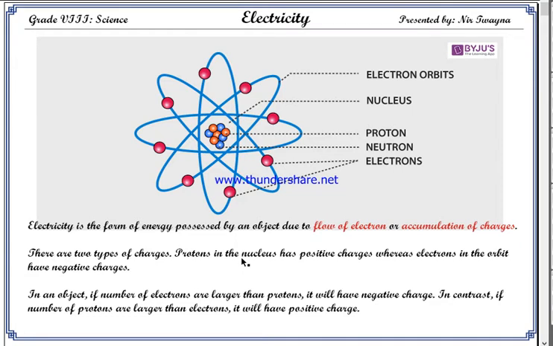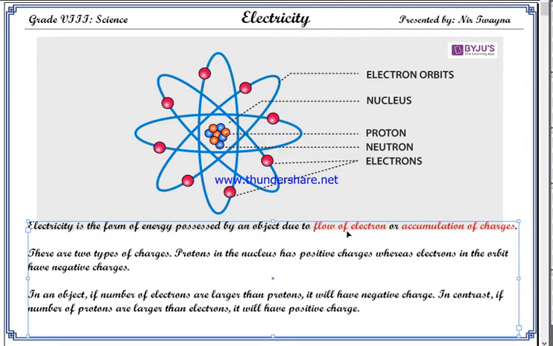So when electrons flow like that, it is known as current electricity. So combining both of these knowledges, we can say electricity is the form of energy possessed by an object due to flow of electron or accumulation of charges. Okay, electricity is contributed to either flow of electron or accumulation of charges.